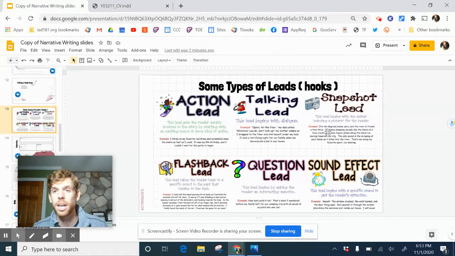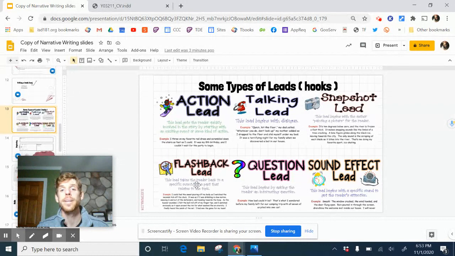The snapshot lead. This lead begins with the author painting a picture for the reader. So this is where you use descriptive writing to kind of paint the scene, so to speak, as you give us a little snapshot of what's going to be happening or where we're going to be going.